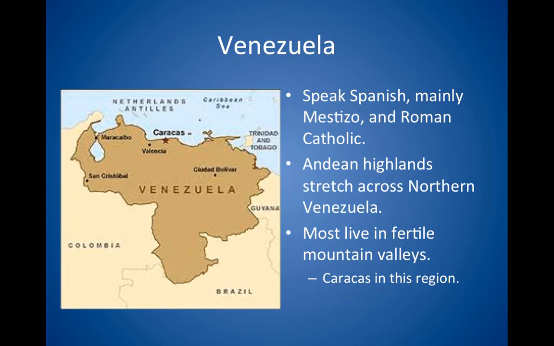In the northwest corner, the Andes tower over a narrow Caribbean coastal plain. A lower range of mountains, hills, and plateaus, the Andean highlands, stretch across the rest of northern Venezuela. Most of Venezuela's people live in fertile mountain valleys, and the capital city, Caracas, is located in this area. So a lot of them live up in this area, right up through here, and you can see right here is the capital of Caracas, right along the coast of the Atlantic Ocean.